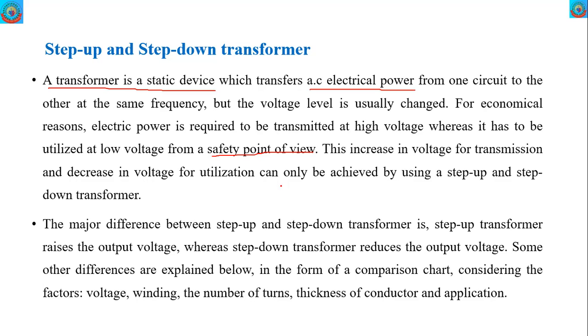This increase in voltage for transmission and decrease in voltage for utilization. Look, when it is transmitting from the power source, it comes with high voltage. When we consume it, it should be in low voltage for utilization. That can only be achieved by using step up and step down transformers.